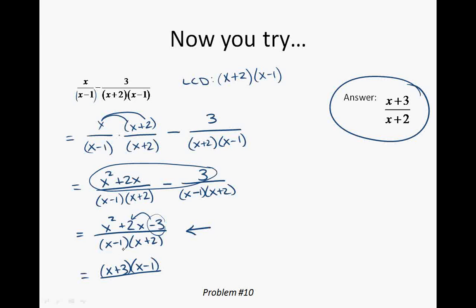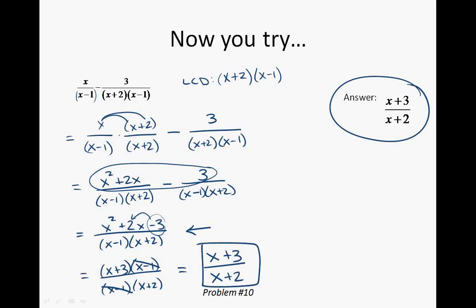Okay, and then I leave the denominator in factored form. That's why you don't want to expand the denominator, because if you leave it factored, then you won't have to expand and then go back and try to factor again. So we have x plus 3 times x minus 1 over x minus 1 times x plus 2. These x minus 1's cancel, and all we are left with is x plus 3 over x plus 2. And this is the final simplified answer.